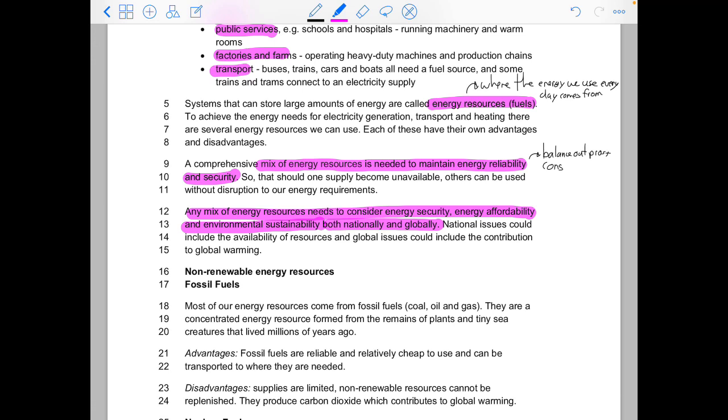So there's lots of things that these energy sources contribute to, though. So these disadvantages can affect lots of different people in different ways. One is the big one, the contribution to global warming. So some of our energy resources lead to global warming, which can be a big deal.